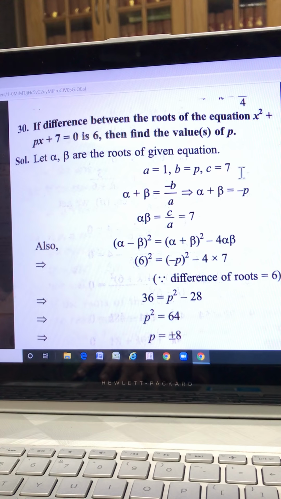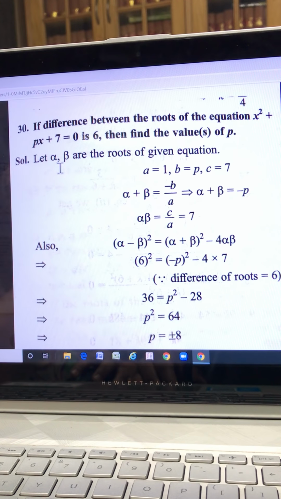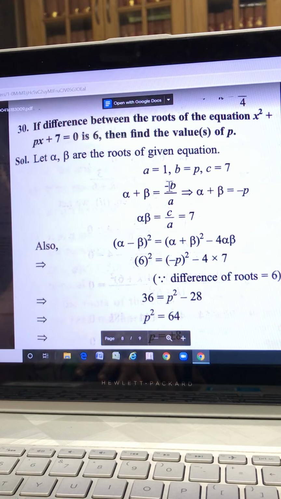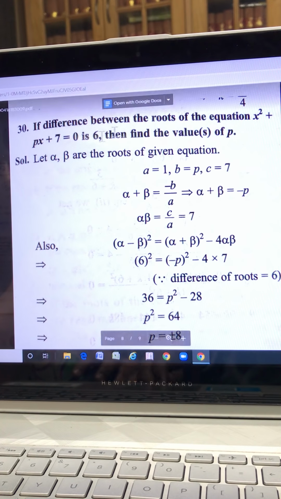Alpha and beta are the roots, as you have done in polynomials. You have seen that the sum of roots is minus b upon a and the product of the roots is c upon a. The same formula is applicable in quadratic equations as well. So if alpha and beta are the roots of the quadratic equation, then what is the sum of roots? Minus b upon a. Minus b means minus the coefficient of x upon the coefficient of x square. The coefficient of x is p and the coefficient of x square is 1.